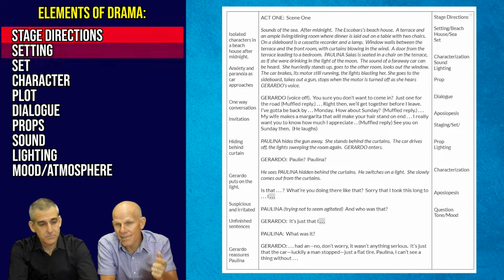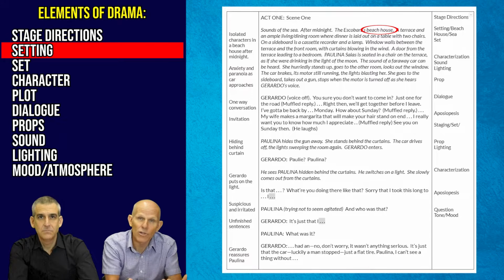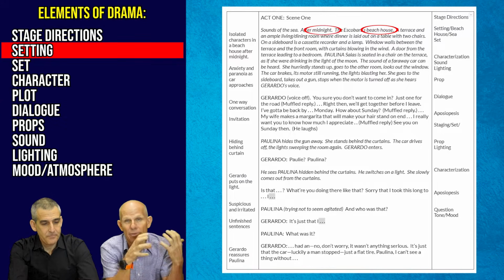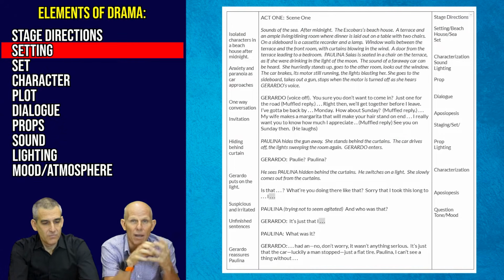Now we want to think about setting. So in this particular excerpt, the setting is described as a beach house by the ocean, and it's midnight. So I want to think about the time of day and the significance of that, and how that creates a sense of unease. But we also have this sense of the beach house being very isolated. So there's a clear establishment of the setting.